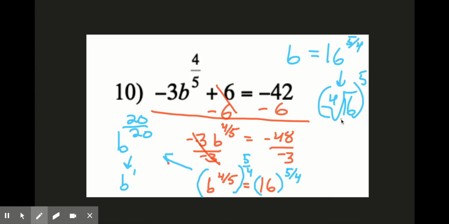Or -2. So you've got to be careful. There's going to be two answers. Okay, 2 to the 5th is 32. But because I took the fourth root of it, couldn't it also be -32? And that's what we're going to see, right?